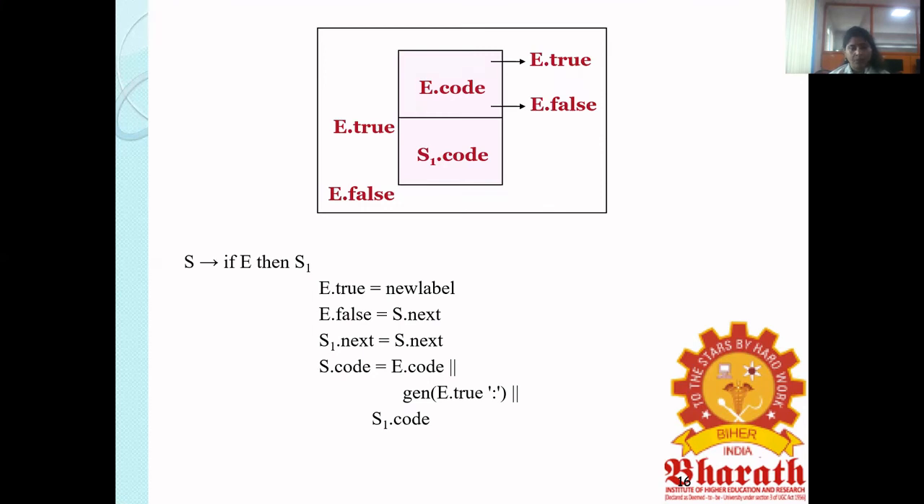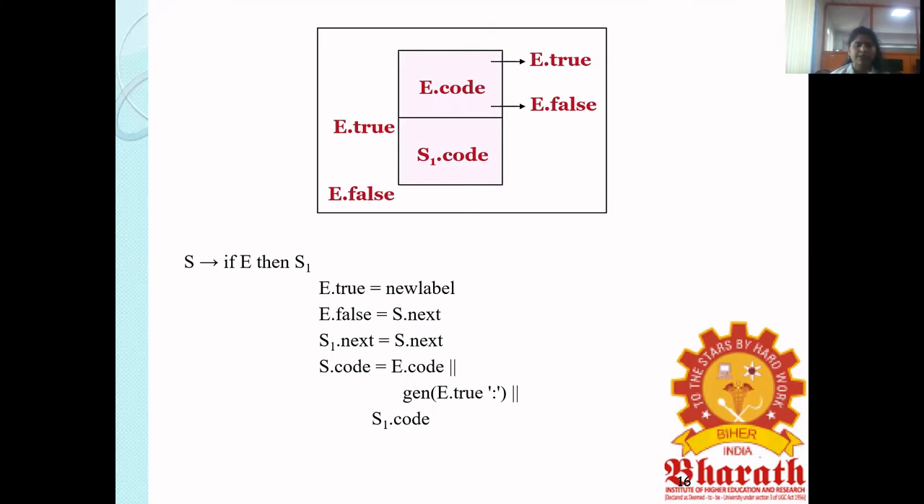How can we write the code for this short circuit evaluation? For if E then S1, from the circuit itself we can write the code. E dot true means a new label. We are creating a new label because it wants to execute the next code, S1 dot code. E dot false means we don't want to create any new label, because it is not going to execute anything. It's just going to end the process.